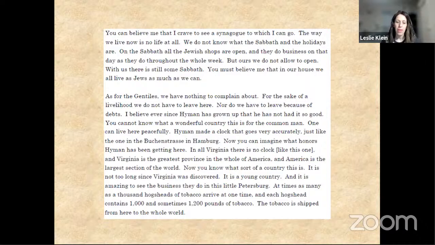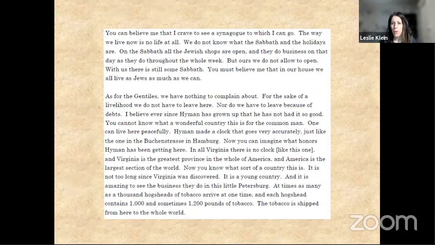As for the Gentiles, we have nothing to complain about. For the sake of a livelihood, we do not have to leave here. So those are two really important points here. We have nothing to complain about the Gentiles. That's her way of saying they don't face anti-Semitism. And financially, they're doing great. And then she goes on to detail that.